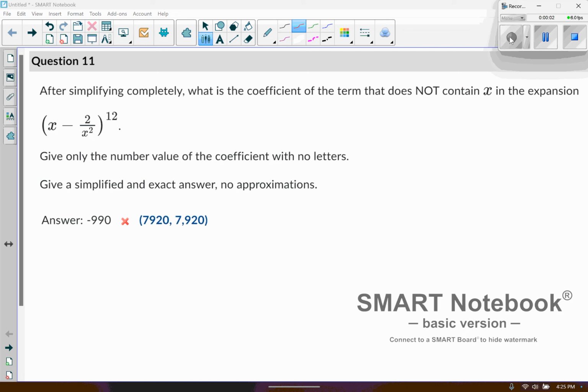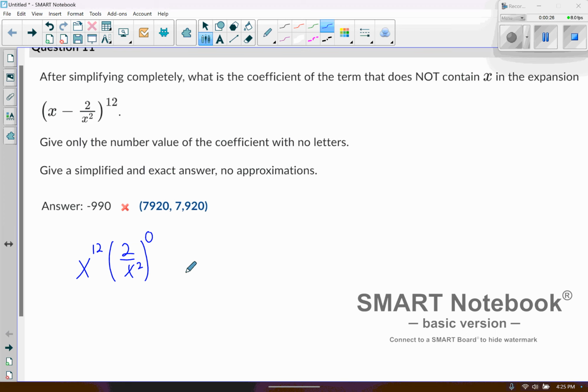All right, let's take a look at this one. This one's a little tricky just because they want us to basically find the term that does not contain an x. And so the way this is going to work is we'll start out with x to the 12th, and then you're going to have 2 over x squared to the power of 0, and so on.